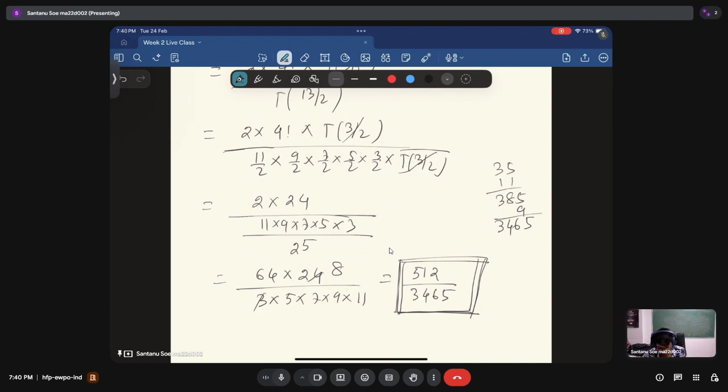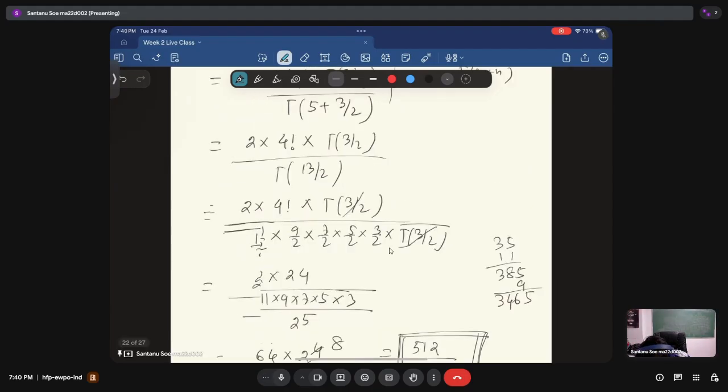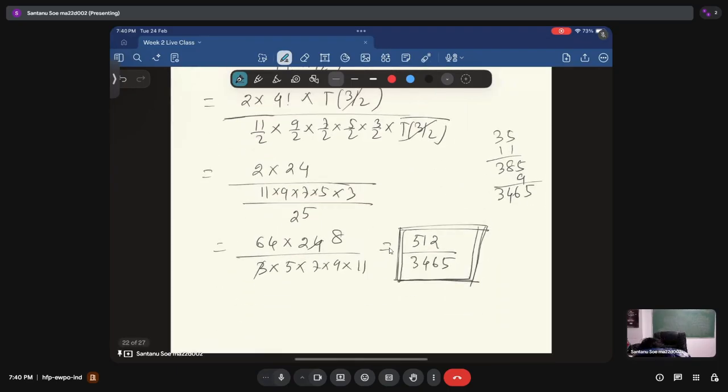Okay. So I hope this is clear now. Okay. So also we can do it using the polar form, I mean the polar form of the beta function. So we can do that easily. So just substitute x equals sine to the power 4 theta. Okay. So then dx will be 4 sine cubed theta cos theta d theta.